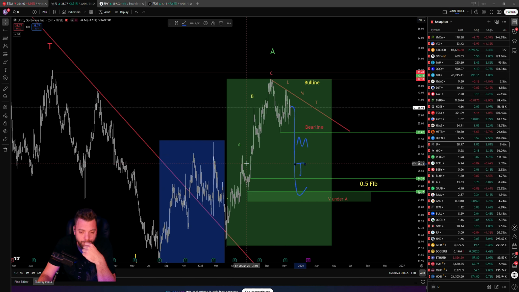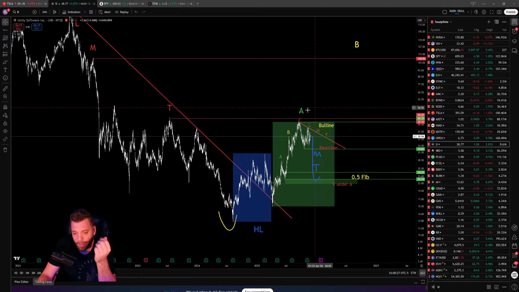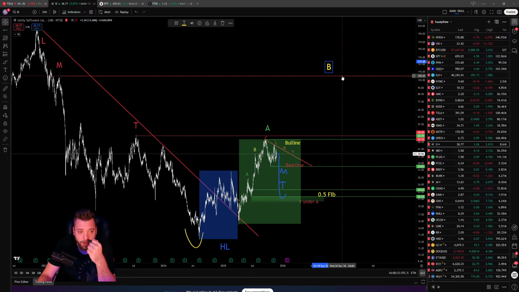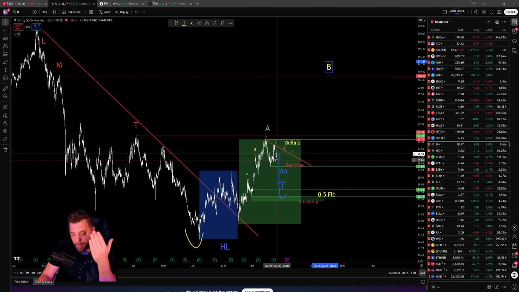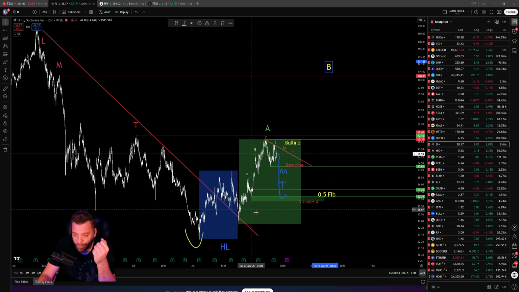Okay, so that's for Neo. For Unity, after the A pullback is finished, your next target is B, and that's at 108. So just wait. Hands off. Maybe if you want to play puts, yeah, but if not, hands off. Wait for 24, wait for 22.